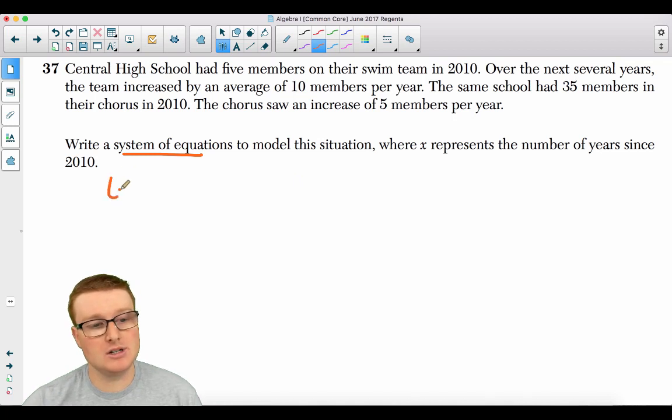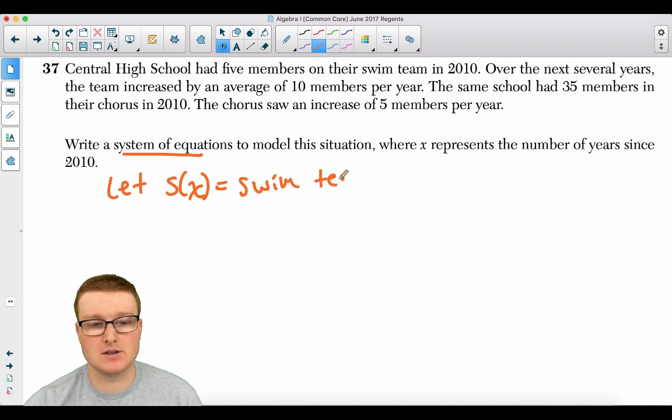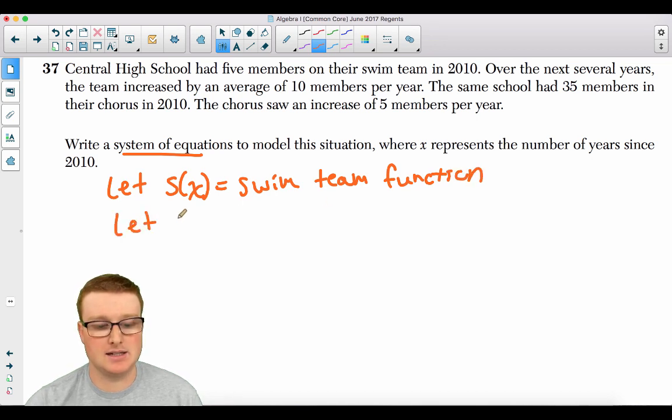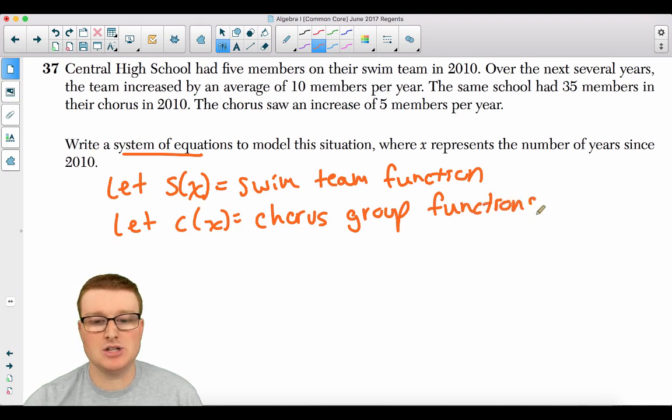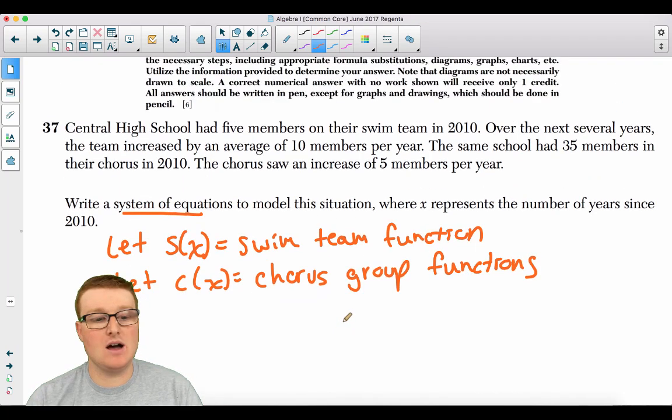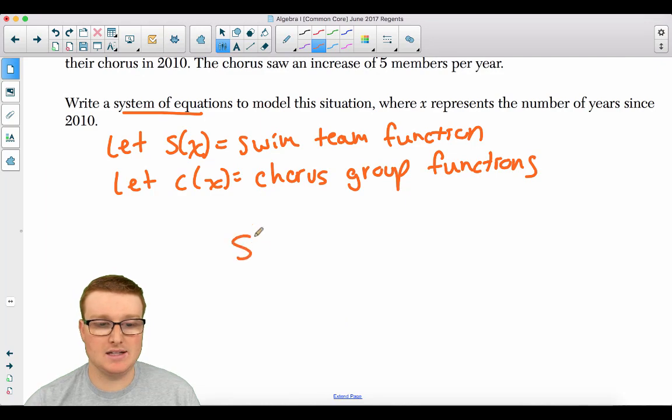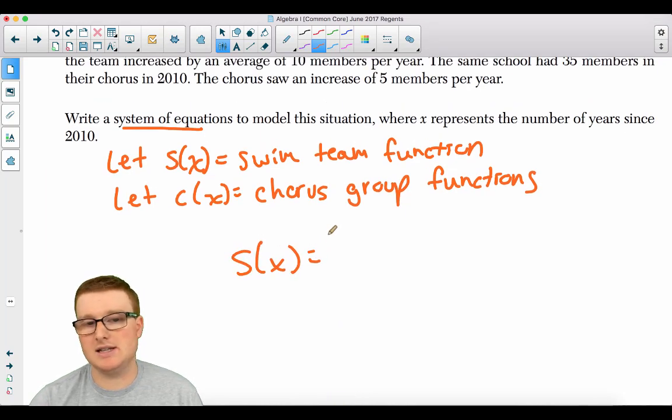So, what I'm going to do is let s of x equal the swim team function. And I'm going to let c of x equal the chorus group function. These are just the equations. So, you need to find out what s of x is for the swim team.